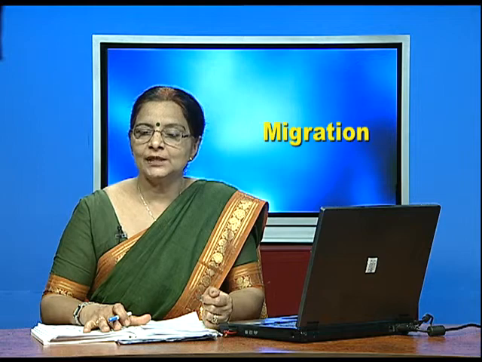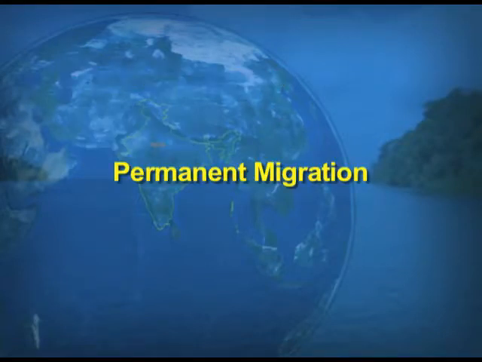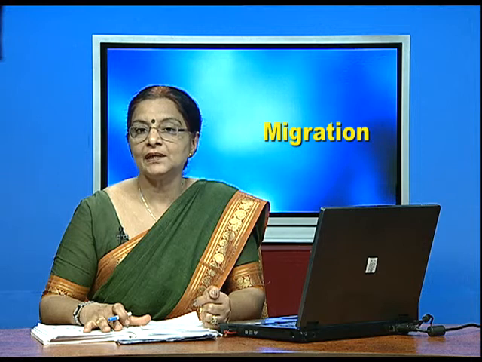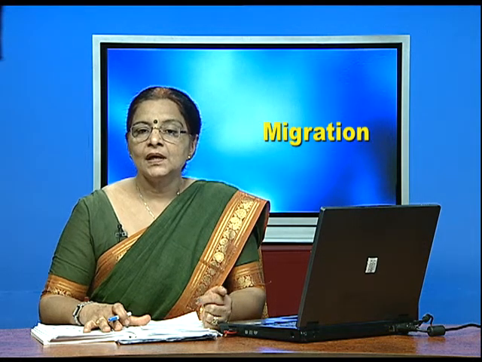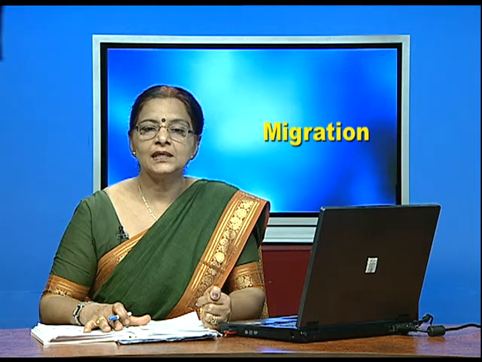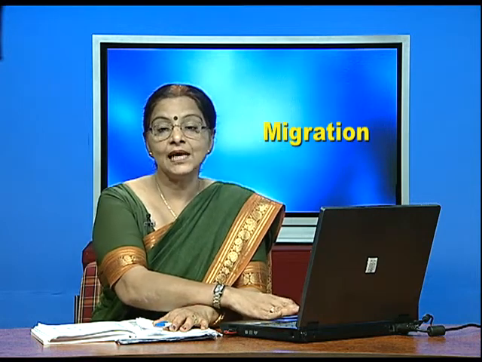Migration can be of two types. One is permanent migration and the second is temporary migration. Now, what is permanent migration? When people migrate permanently from one place to another, it is known as permanent migration. The reasons for permanent migration may be different. Now, what is temporary migration? This is basically a term used for periodic migration. That periodic can be annual, seasonal or daily migration, and is known as temporary migration.